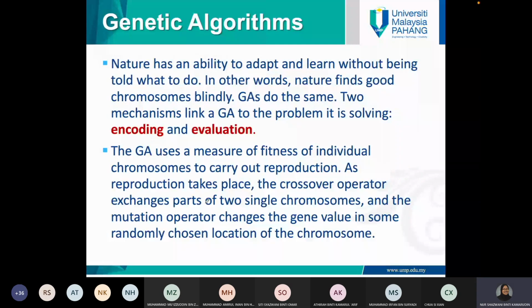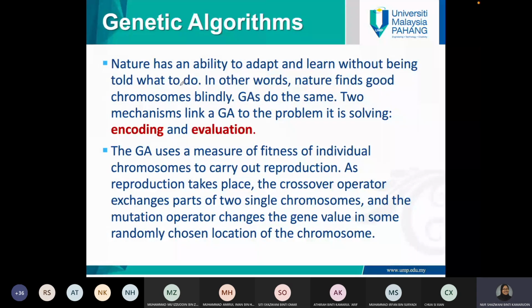So nature has the ability to adapt and learn without being told what to do. Because scientifically speaking, animals, humans, and plants, everything has their own role, and they adapt to the environment changes. In other words, nature will find good chromosomes blindly. So that's what genetic algorithm wants to do.